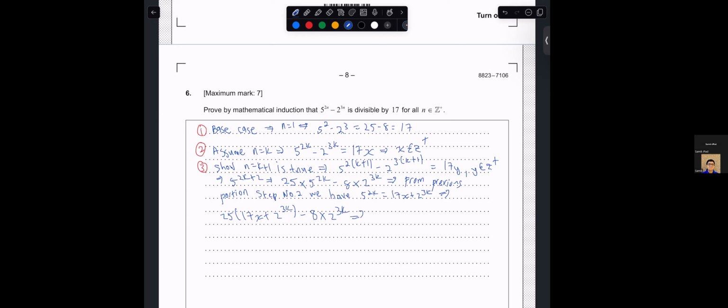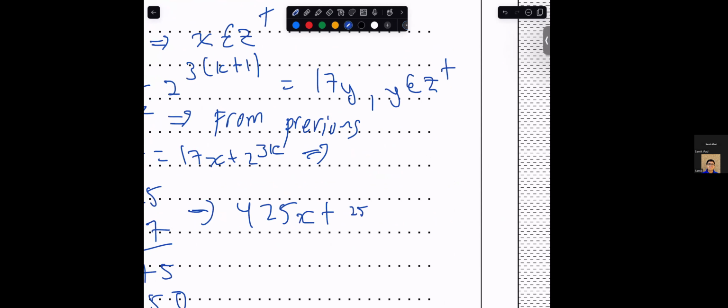Then 25 into 17 is 425, I believe. Let's do that multiplication: 17 times 25 is 425. So 425x plus, because we can't actually multiply this out by the rules of algebra, we write this simply as 25 into 2 to the 3k minus 8 into 2 to the 3k.